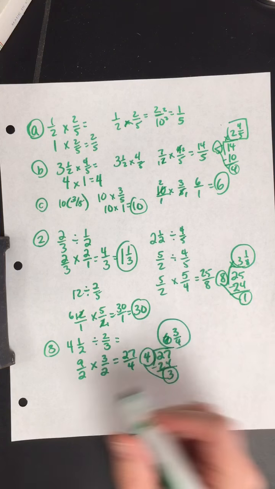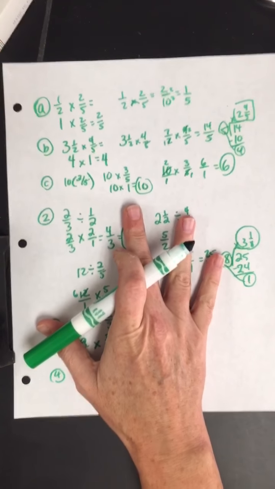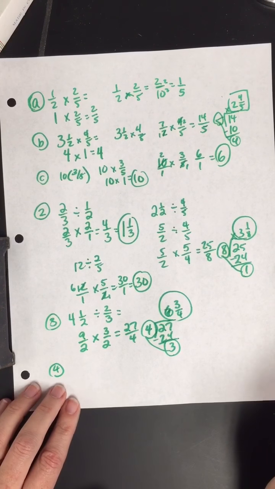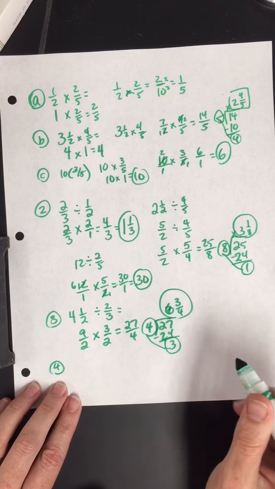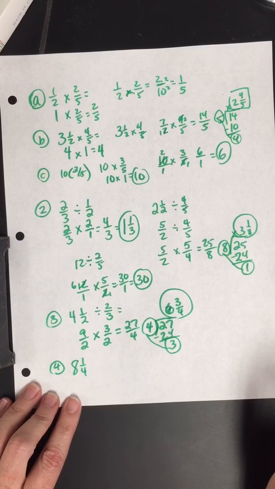All right, 4. Last one. Says Julie is also making pudding. She starts with 8 1/4 cups of milk. She has used 1/2 of her milk. How many cups of milk has she used so far?